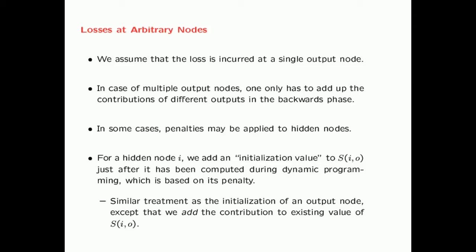Now in the case where your penalty is in hidden nodes, again it's not very different. You perform the backpropagation as usual, but assume you have a penalty at some node i. After you have computed SiO using dynamic programming, you add a quote-unquote initialization value. This is the same type of initialization value that you would add to a true output node based on the penalty at that node. The main difference from an output node is that in the output node, that's what you initialize it at, so you start at 0. Here you start at whatever you have computed using dynamic programming, and then you add it to that value.